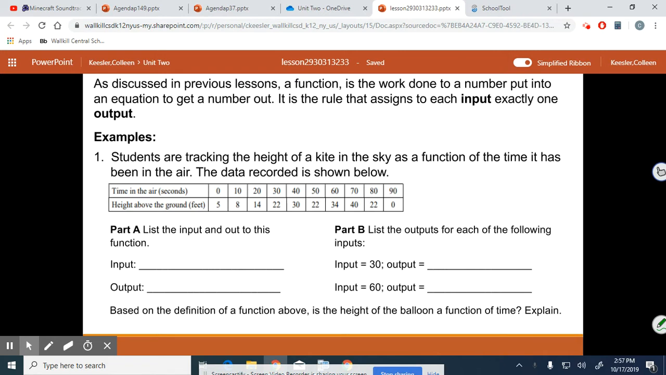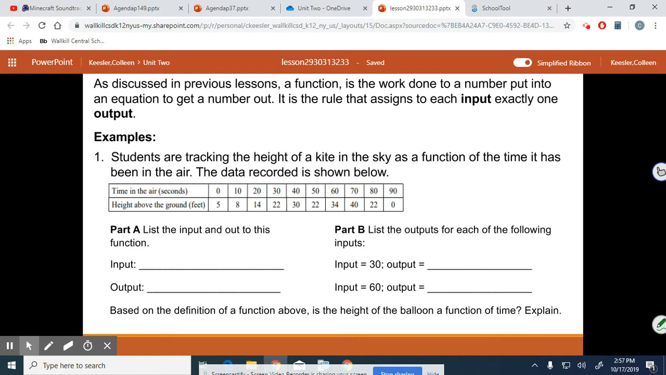equation to get a number out. It is the rule that assigns to each input exactly one output. So what that means is each value of the x can only be paired with one value in the y. You can't have one value of x be paired with more than one value of y, because if you put something in an equation for x, you can't get out more than one answer. You can only get out one answer.